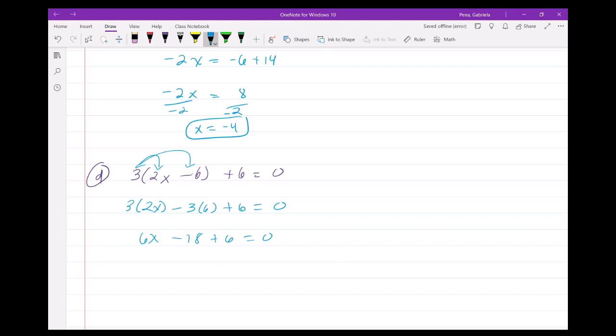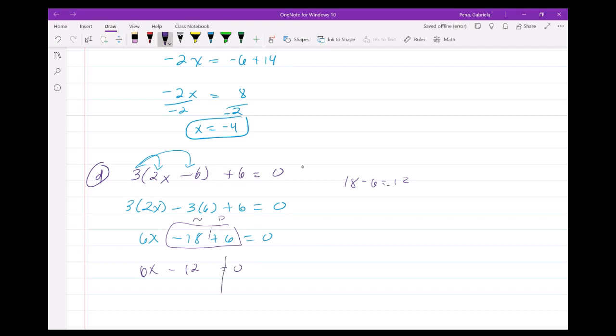Now that 18 is negative, and this is a positive. So we obviously have to subtract, which is 12, but it will be a negative because the 18 is negative. So we have 6x minus 12 equals 0.